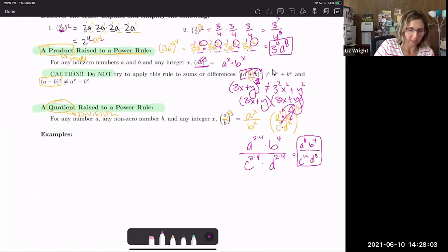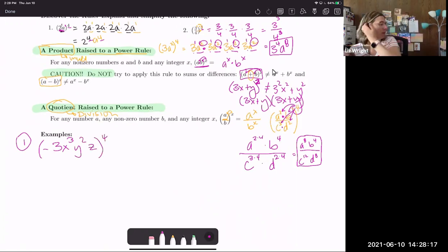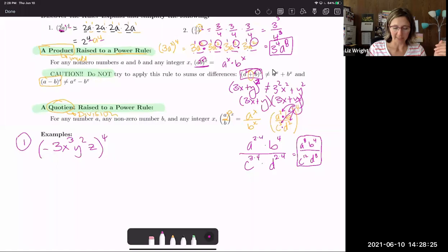Our next example: we've got the quantity of -3x cubed y squared z, and we're raising that all to the fourth power. So again, check inside your parentheses. Do we have any addition or subtraction? Don't let that negative mess you up. There's no addition or subtraction, that's just a negative. But I do want you to think about how that's like a -1 out front, or you can think about it being like a -3, because the 3 is also inside the parentheses.